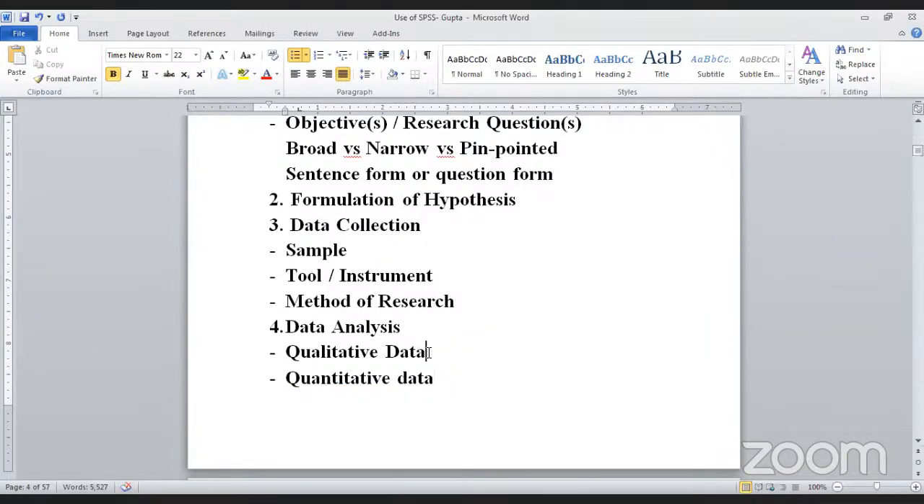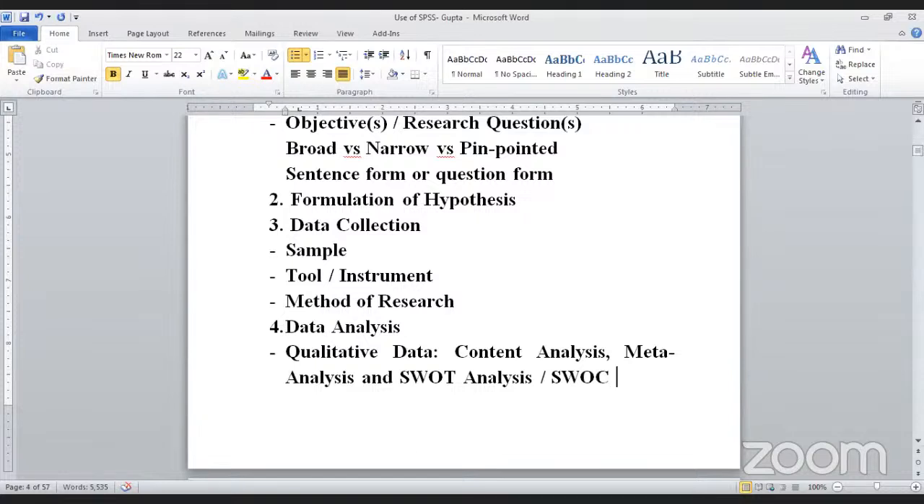So you must know the different techniques which you will be using for analyzing your qualitative data. The qualitative data can be analyzed by doing content analysis, meta-analysis, and SWOC analysis, or you can say SWOC, source analysis.